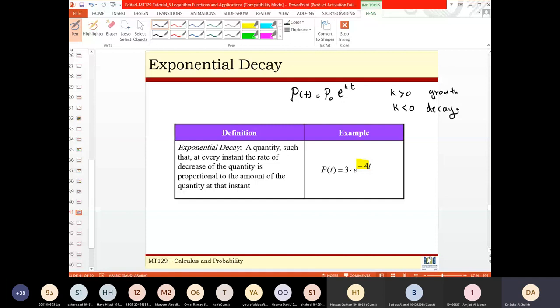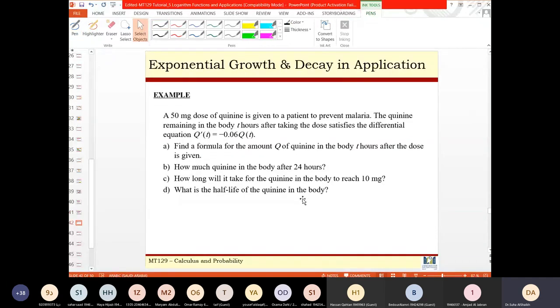What is P naught? It is the size at the beginning. So to get this, let's solve examples. And again, this is one of the things that is expected to be in the final exam: questions about population growth and population decay. So we have this question.